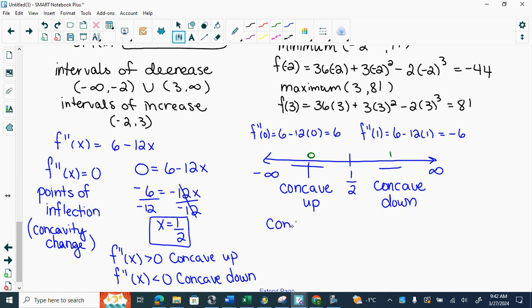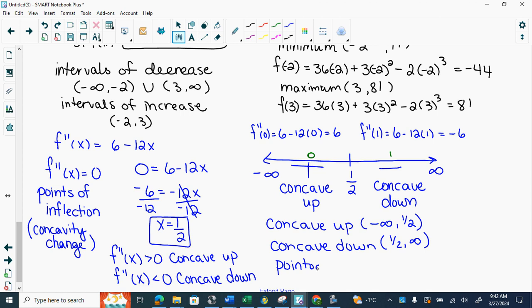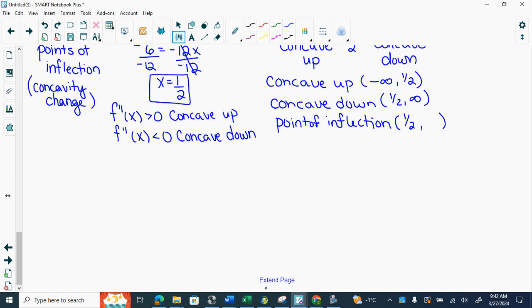So I have concave up from negative infinity to a half, and concave down from a half to infinity. And I have a point of inflection at 1/2 and what? How do I get the other number? Plug it into the equation. Plug it into the original because it comes off of the original, right?